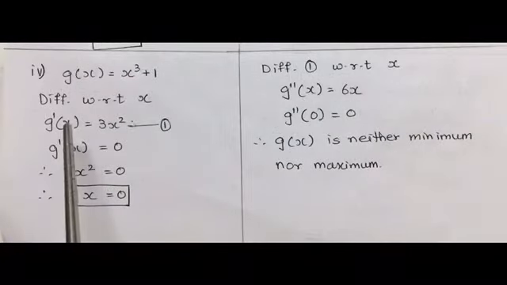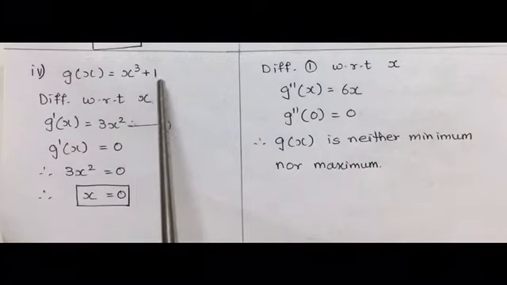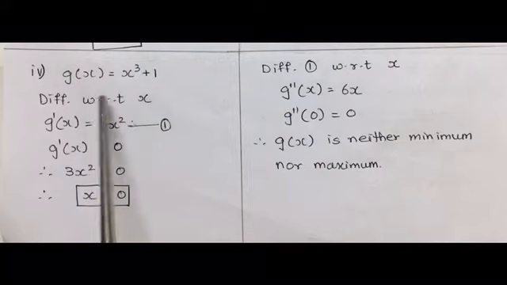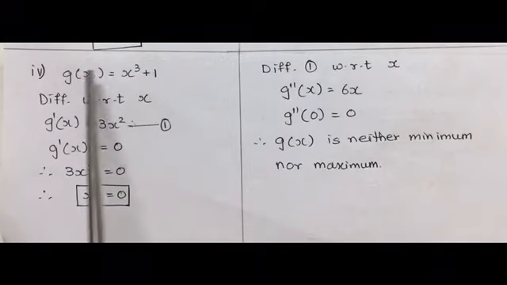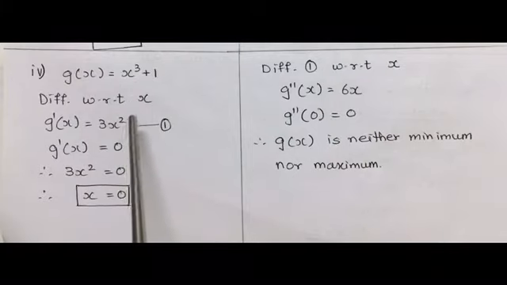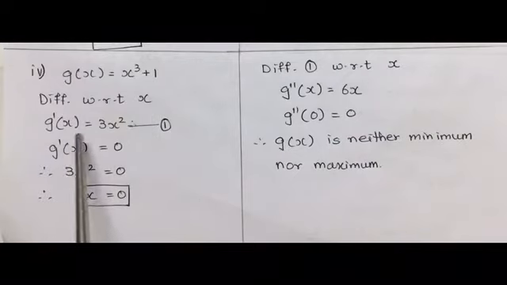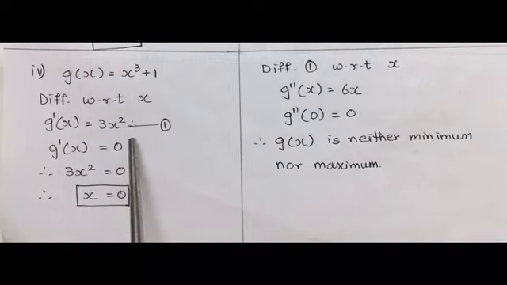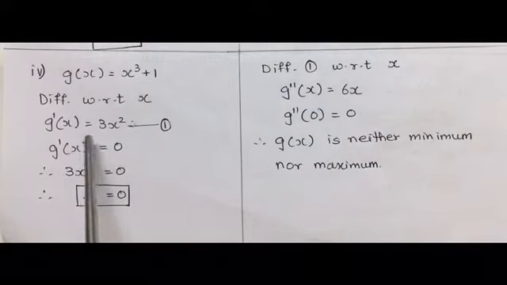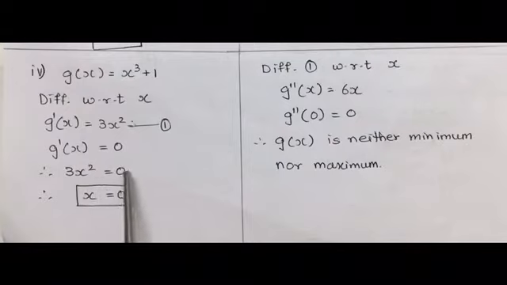Fourth one is given as g(x) is equal to x cube plus 1. Now differentiating with respect to x, here already it is given in the proper form of g of x. So differentiating this function with respect to x, we get g dash x is equal to 3x square. Marking this as 1. Now to get the value of x, first derivative is equated to 0. So therefore 3x square equal to 0. We get x is equal to 0.